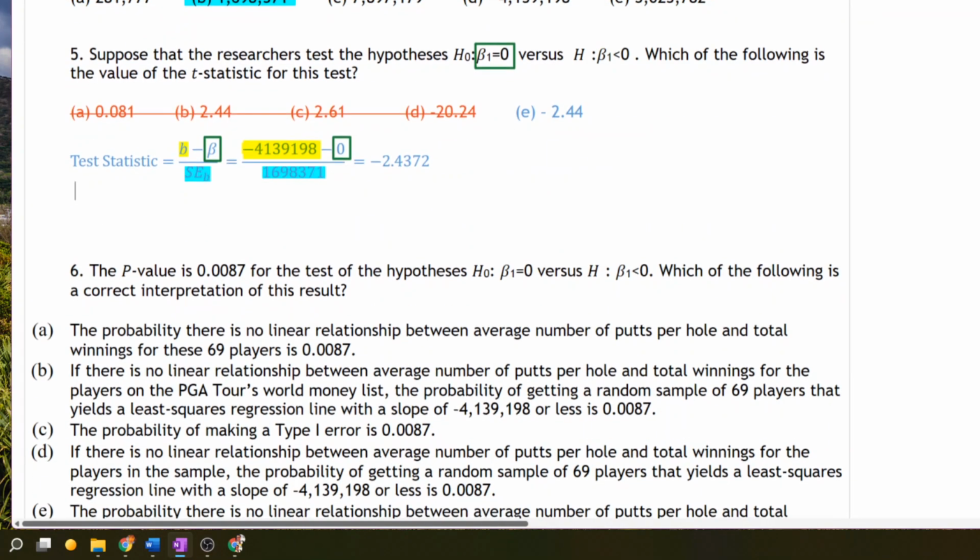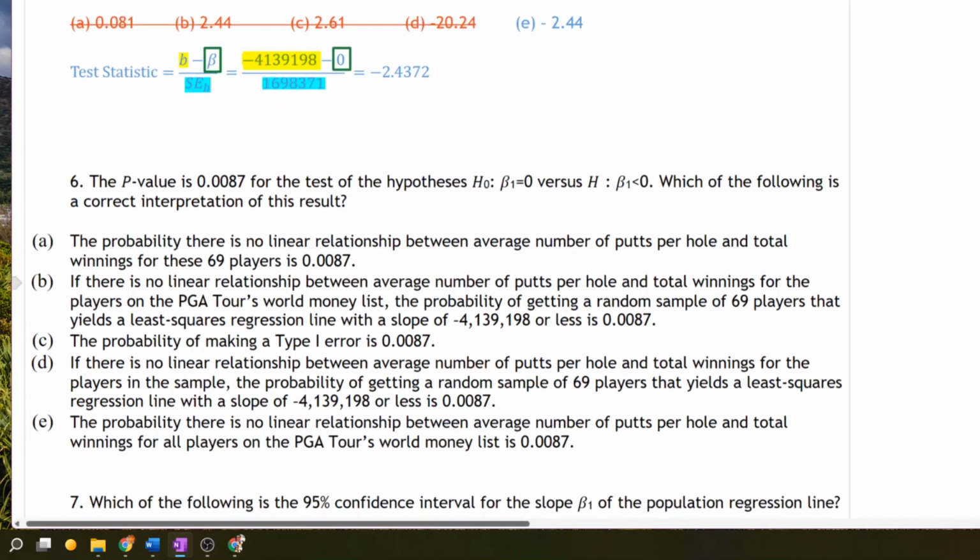Number 6, the p-value is 0.0087 for the test of the hypothesis beta equals 0 versus beta is less than 0. So what is the correct interpretation of this result? We've got to be a little bit careful here. We're interpreting the p-value in terms of what that says for this test.